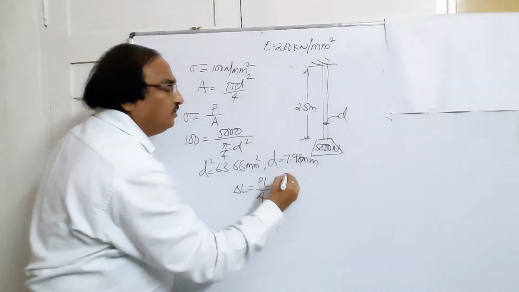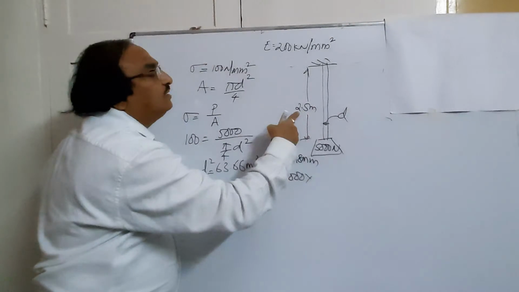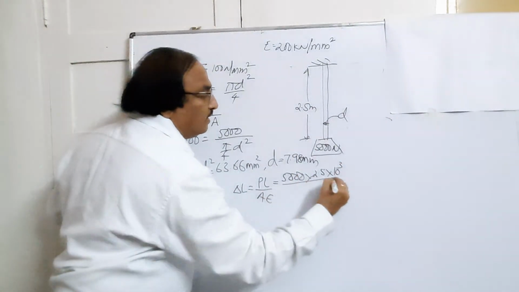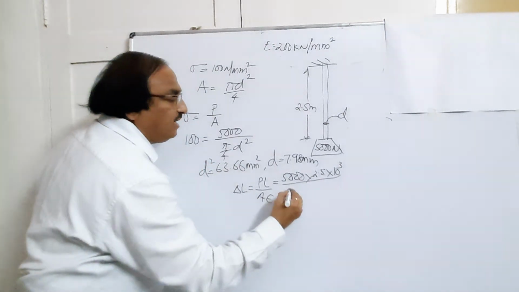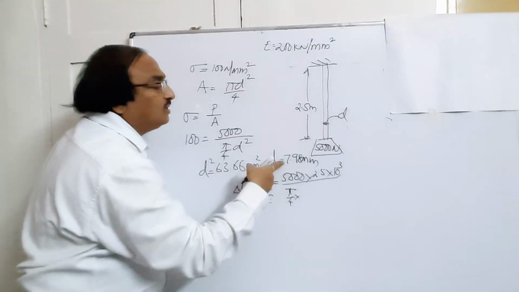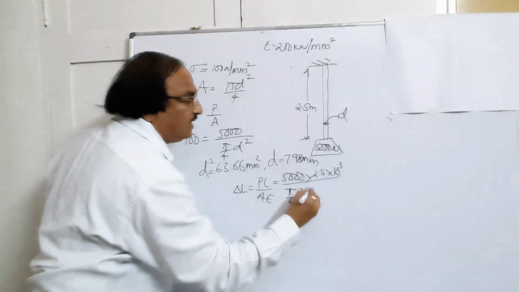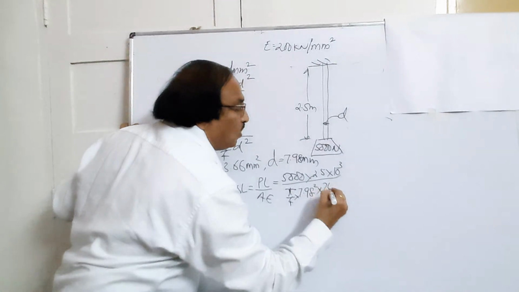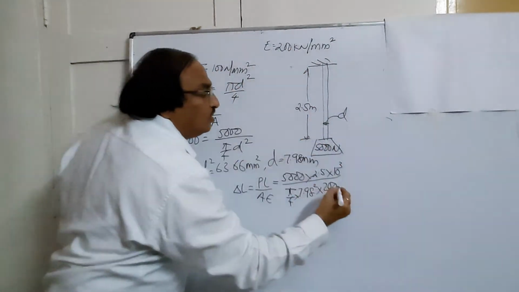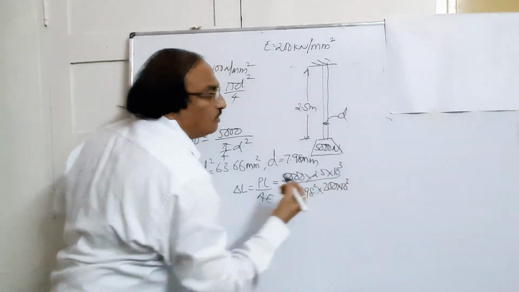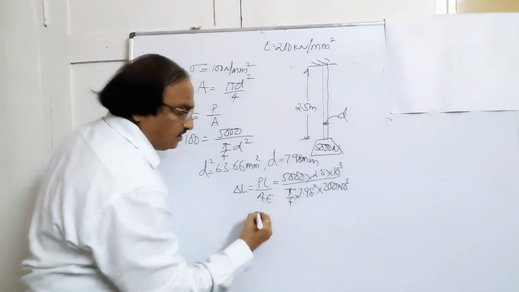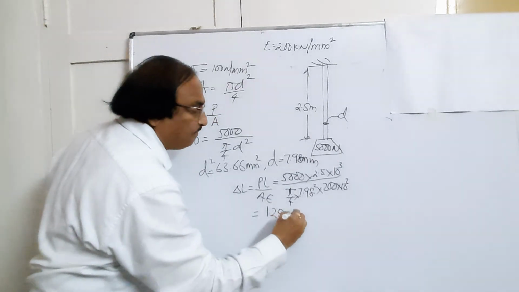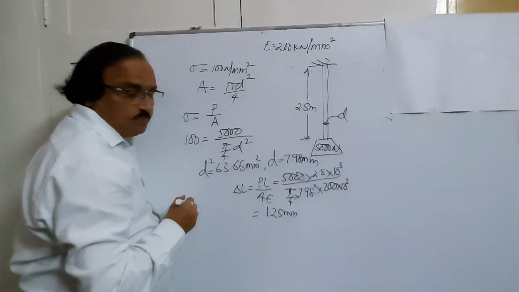So this is equal to 5,000 into length 2.5 meter, converted into mm, divided by A. A is pi by 4 into, you know the diameter now, 7.98 squared, into Young's modulus. Young's modulus is 200 kilonewton, so convert it into Newton, into 10 to the power of 3. If you simplify this, you find the change in length is 1.25 mm.